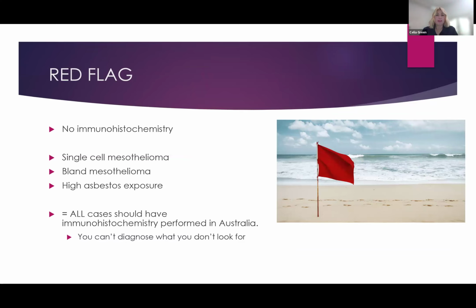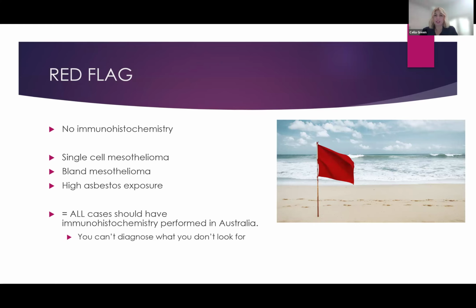The biggest red flag for me in cytology is no immunohistochemistry. Single cell mesothelioma is common enough. Bland mesothelioma is very, very common, and there's a very high asbestos exposure throughout Australia. All pleural fluid cases should have immunohistochemistry performed in Australia, and if it's not performed, you're going to miss it. And I've seen many single cell mesotheliomas missed because no one did the immunohistochemistry, and it was called negative for malignancy, reactive mesothelial cells. You can't diagnose what you don't look for.